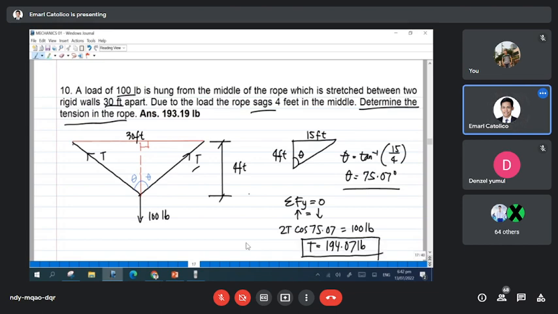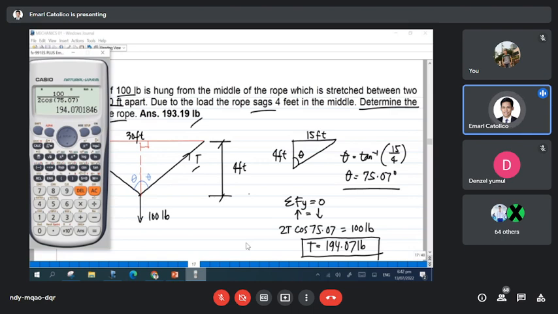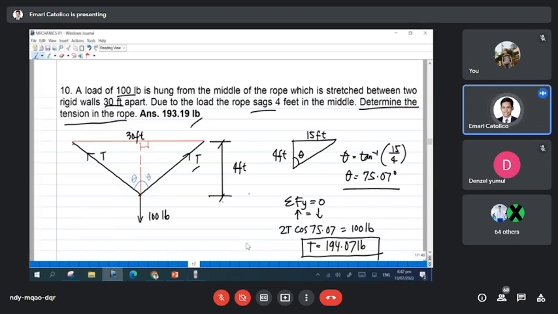Okay, so almost close. It is 194 because the angle used in the book is probably 75. So let's try the 75 angle. 100 over 2 cosine 75. There, 193.90 only. But since there is a decimal, let's consider 75.07. There, 194. Okay, so our answer in number 10 is 194.07.